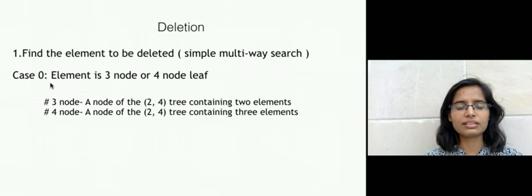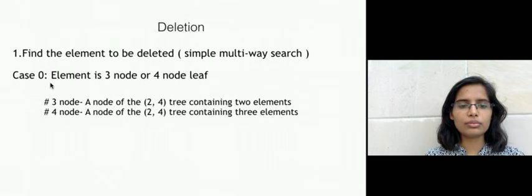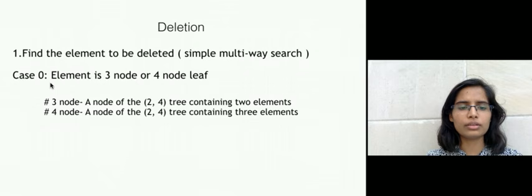That's the basic case. In this, if the element lies in a leaf, and there are 2-3 values in that node, and we have to delete a value, we can simply remove that value.